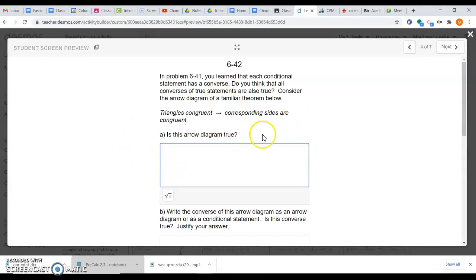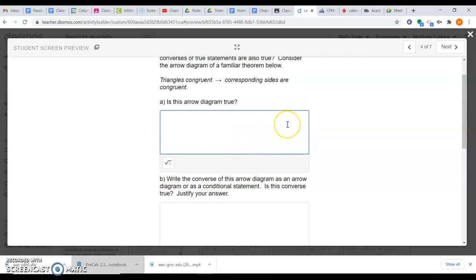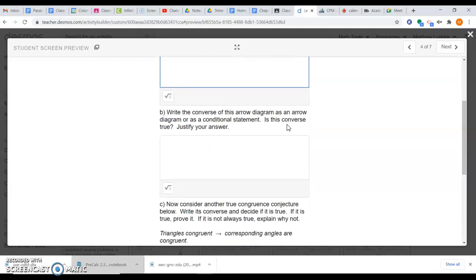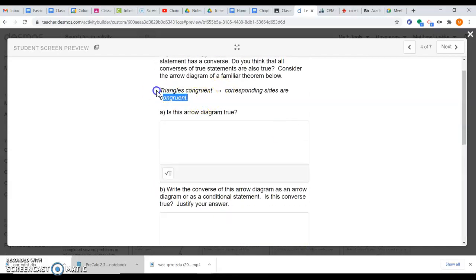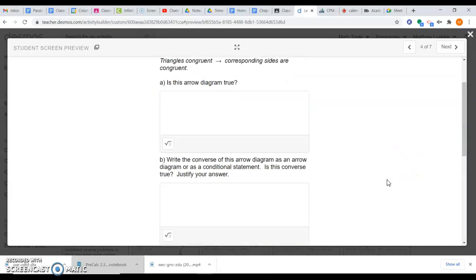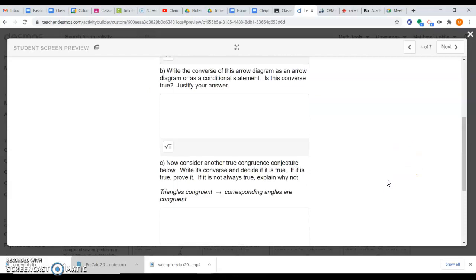So it's first asking, is this arrow diagram true? If triangles are congruent, then corresponding sides are congruent. I think you can answer that one, so I'm going to leave it blank. It says here, write the converse of this arrow diagram as an arrow diagram or conditional statement. Again, we're using more conditional statements because we're typing them, and then we're going to wonder, is the converse true? So here I want you to write the converse of this statement. Maybe I already said that in this video on accident.